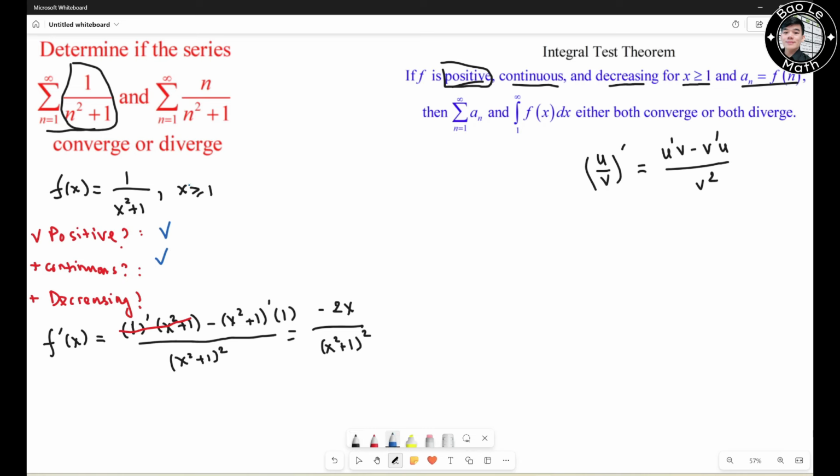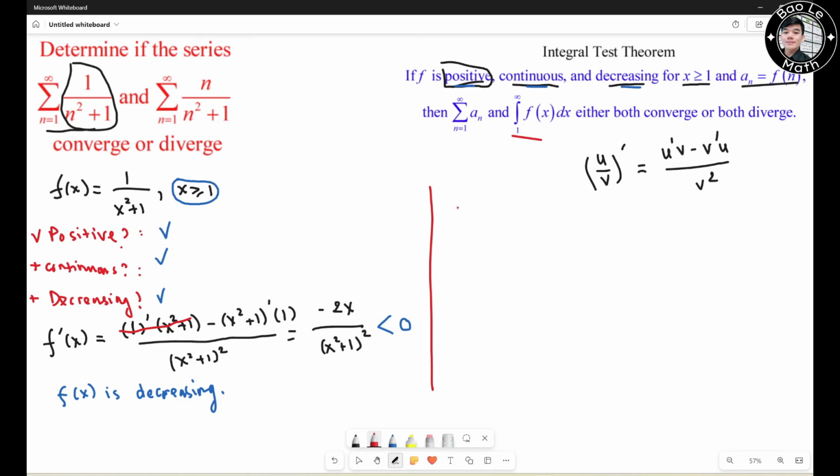Now we look at the domain. The domain right here, s is always greater than or equal to 1, so this guy is always less than 0. Because this is less than 0, f of s is decreasing. So this one is decreasing, yes. Because the function f satisfies the 3 conditions for s greater than or equal to 1, we need to determine if this one converges or diverges.